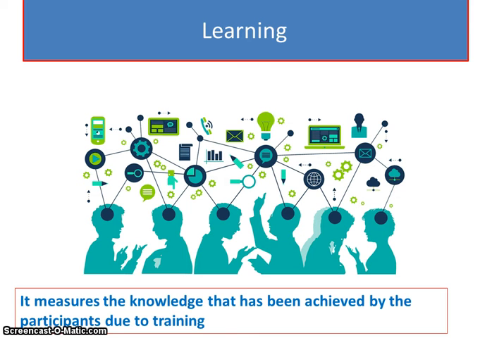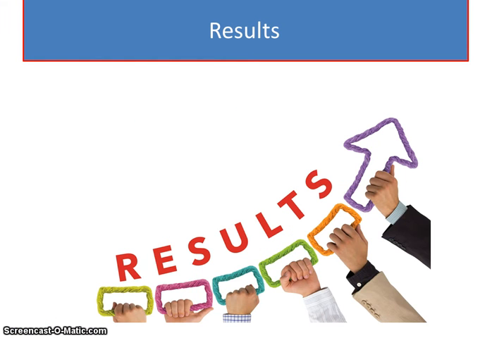Lastly, the knowledge achieved by the staff members clearly demonstrates the ability of the staff members to use that particular knowledge in their daily activities. So under this method, if the knowledge has been achieved by the participants due to training, you get the answer for this question. The last method is the results.